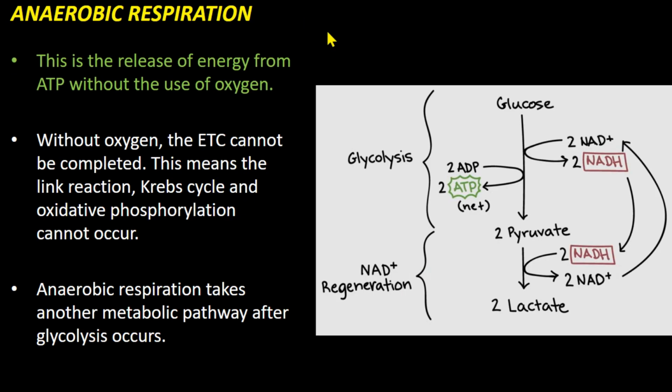Now, anaerobic respiration is the release of energy from ATP without the use of oxygen. So without oxygen, the electron transport chain cannot be completed. This means that the link reaction, the Krebs cycle, and oxidative phosphorylation cannot occur. Basically, the only thing that could occur is glycolysis. So anaerobic respiration takes another metabolic pathway after glycolysis occurs. Here you can see that here.